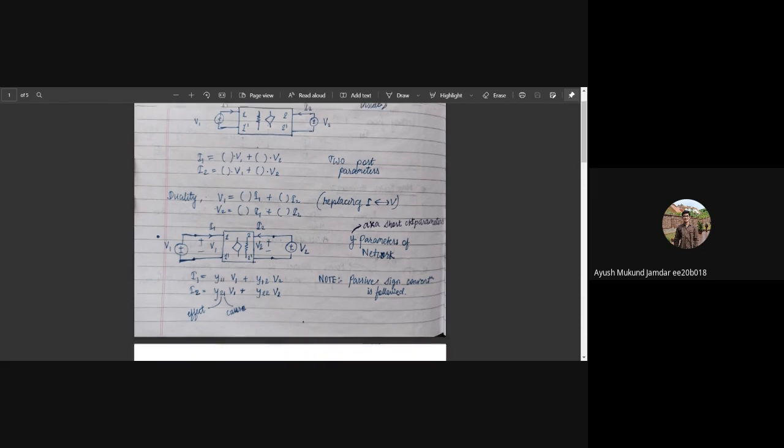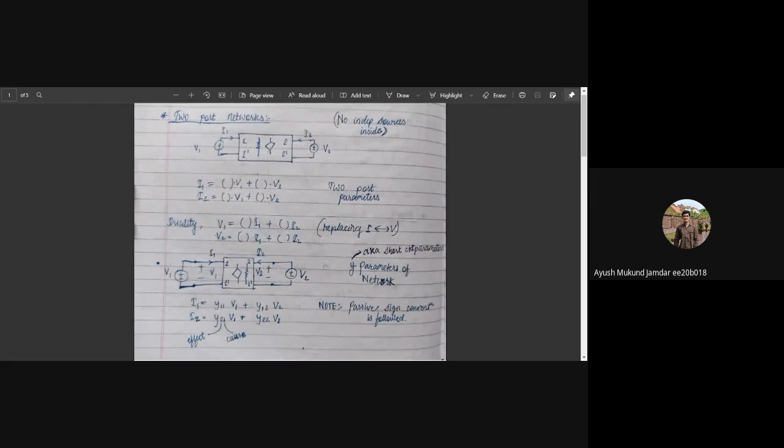Again, at this point, we can see that this parameter set Y11, Y12, Y21, and Y22 can be represented as a matrix, a Y parameter matrix comprising of four elements, a 2 by 2 matrix. And when that matrix is multiplied by a column vector V1, V2, we will get a column vector I1, I2. So again, matrices will be used here. Passive sign convention has been followed. Also, Y parameters are also known as short circuit parameters. And what these parameters mean, we'll just see.